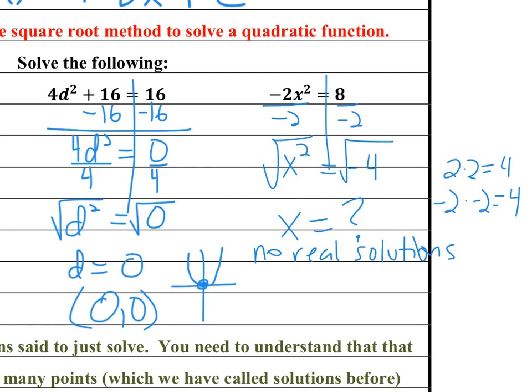So on a graph, this would have looked something like this. Ooh, that's a rough parabola, where it didn't have any x-intercepts. It didn't touch at all.